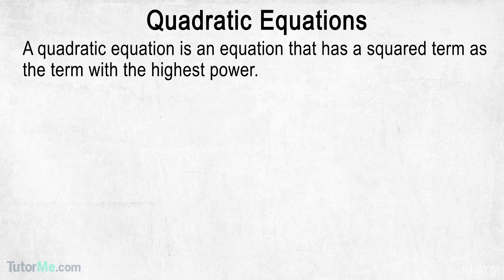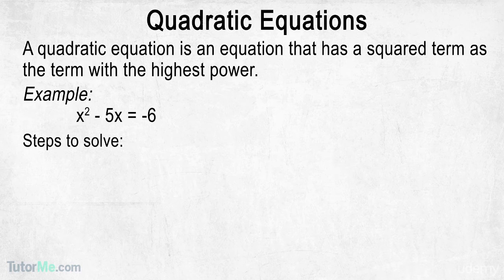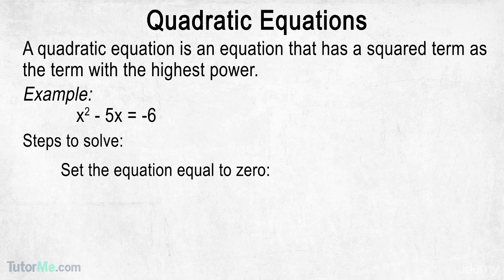By definition, a quadratic equation is an equation that has a squared term as the term with the highest power. For example, x squared minus 5x equals negative 6. You can solve quadratic equations. Think of this as one step further than factoring. To solve, just set the equation equal to 0. This will require getting everything on one side of the equal sign, and ultimately, isolating the variable.